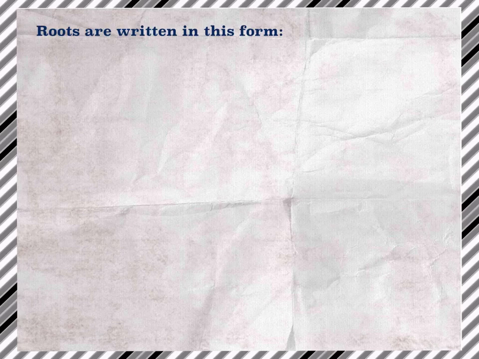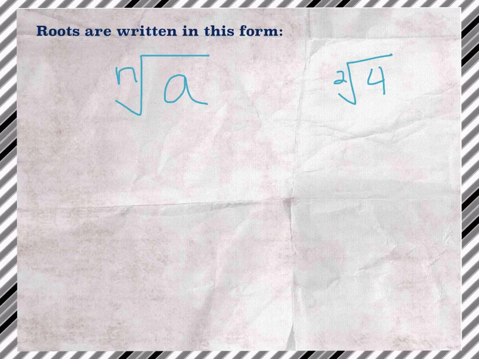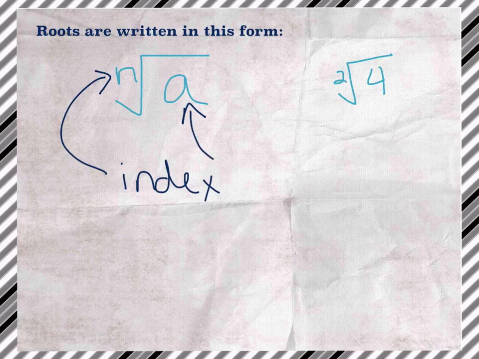Alright, roots are written in this form. We have a little number, n, and then we have the radical symbol, and then we have the a. So the nth root of a, like that. When we do a square root, we don't put the little 2, it's just understood to be there. But that little number right there is called the index. And the number inside the little house, the a, is called the radicand.